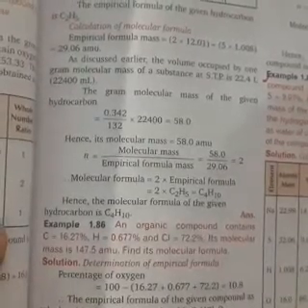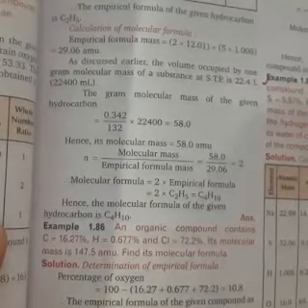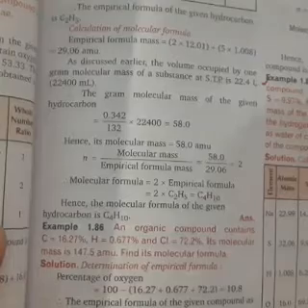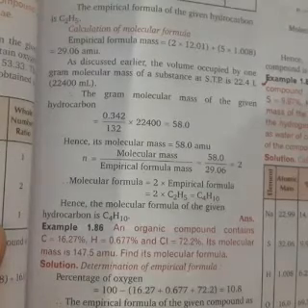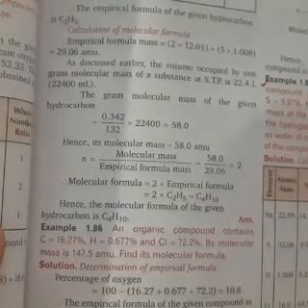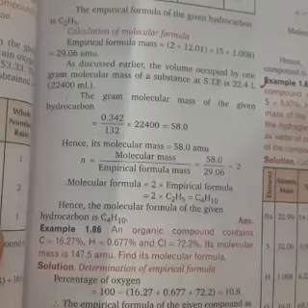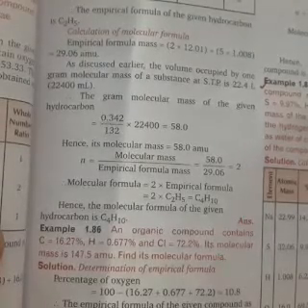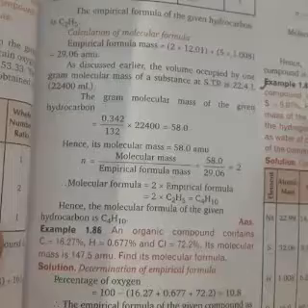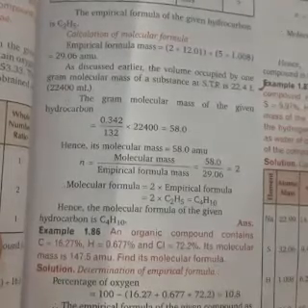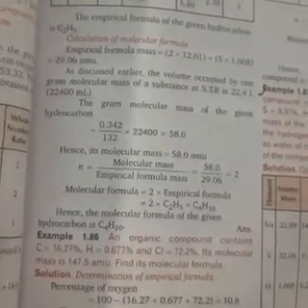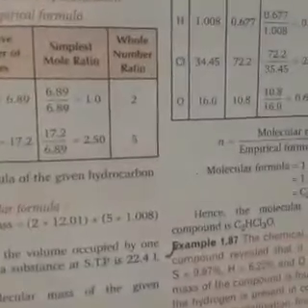Similarly, an organic compound contains carbon 16.27%, hydrogen 0.67%, and chlorine 72.2%. Its molecular mass is 147.5 AMU. So here the molecular mass is given. Find its molecular formula. Simple. You have to calculate it in the same way as we discussed in the previous sum.